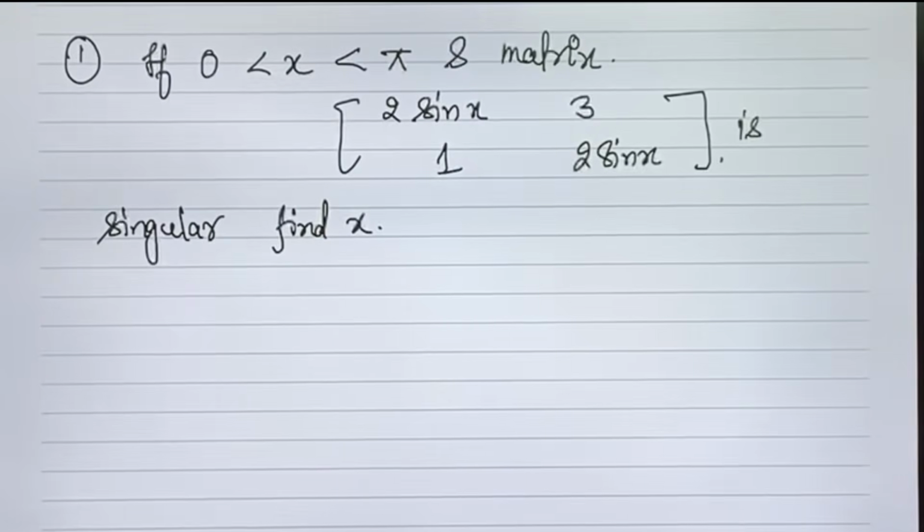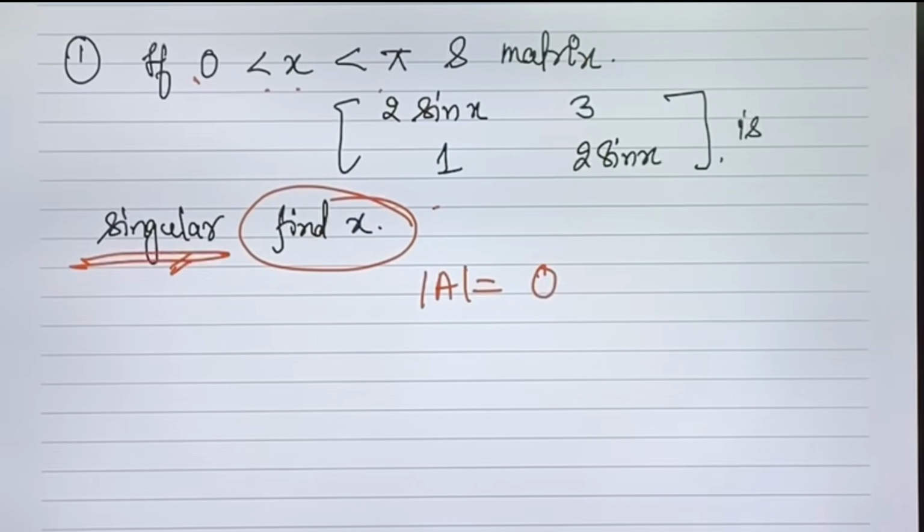First question, if 0 is less than x is less than pi and the matrix is 2 sin x 1, 3 2 sin x, which is singular, find x. How will I find out x? The range is 0 to pi, means first quadrant and the second quadrant. Because it is singular, I will write down det of A will be 0.